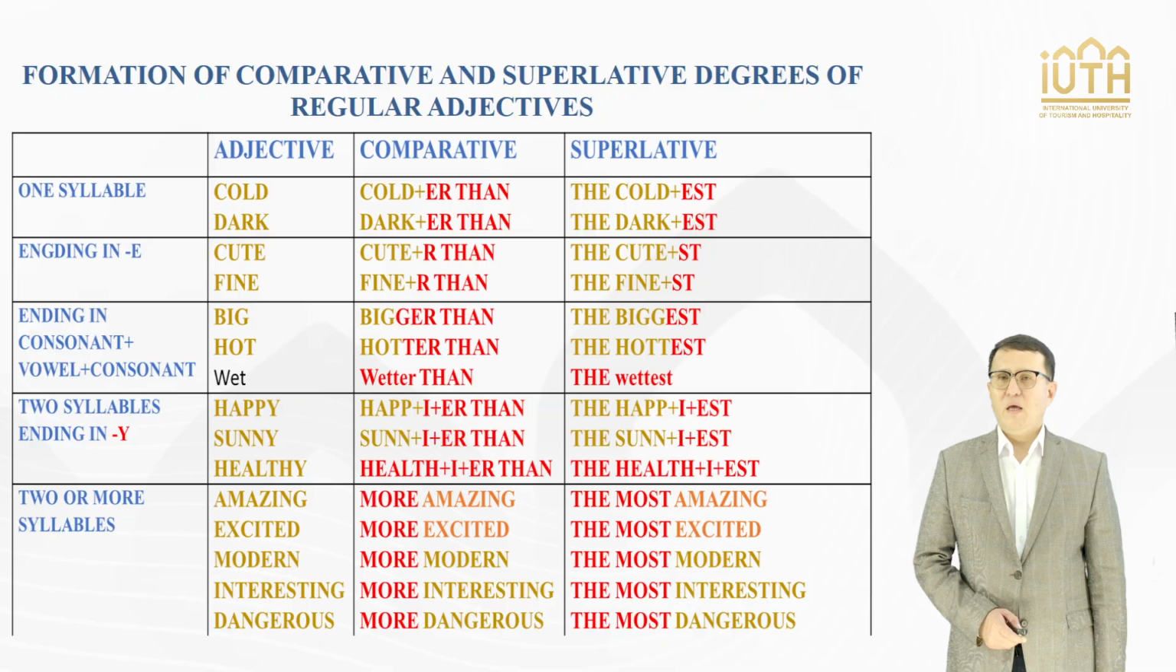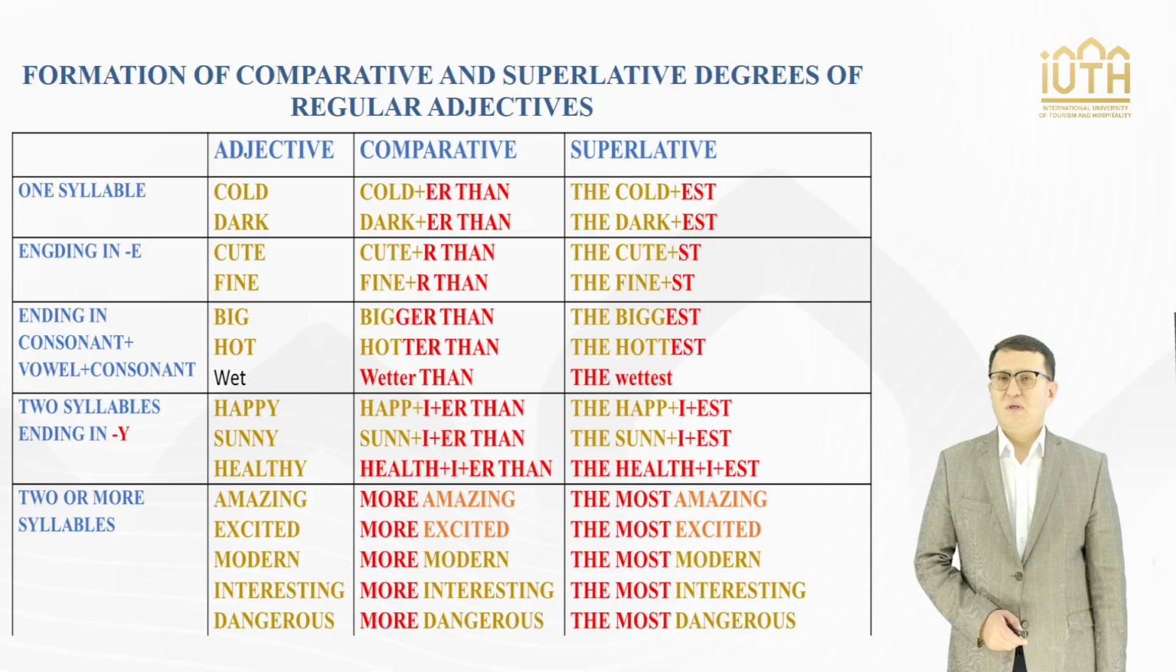One syllable ending in consonant plus vowel plus consonant doubles the last consonant, then add er or est. For example, big, bigger, the biggest. Hot, hotter, the hottest. Thin, thinner, the thinnest.